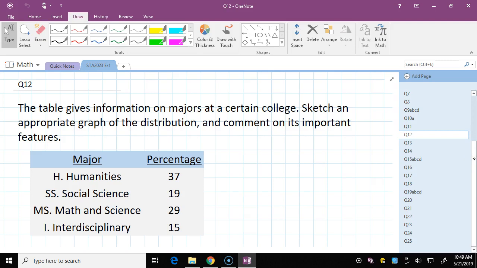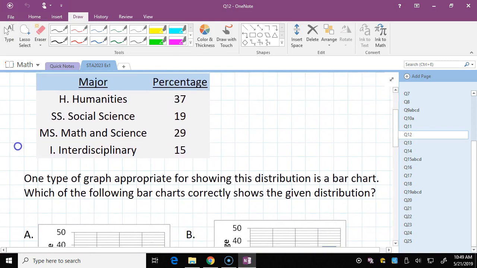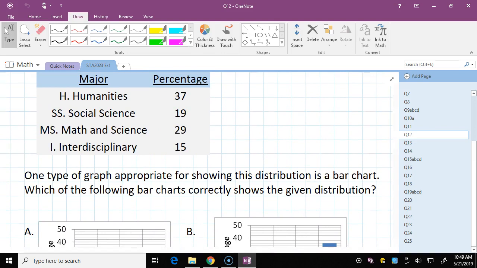So it says the table gives information on majors at a certain college. Sketch an appropriate graph of the distribution and comment on its important features. So again, kind of like what we just did with the lifespans, but we're doing it bar graph style. Okay? Again, I just start looking at these different sections and I start saying, okay, which bars match up with it? So like humanity should be at 37.